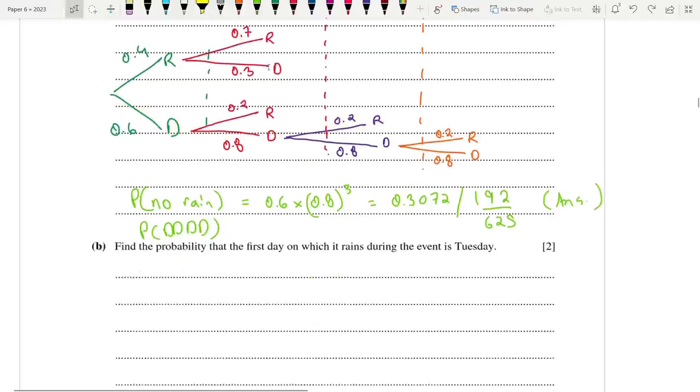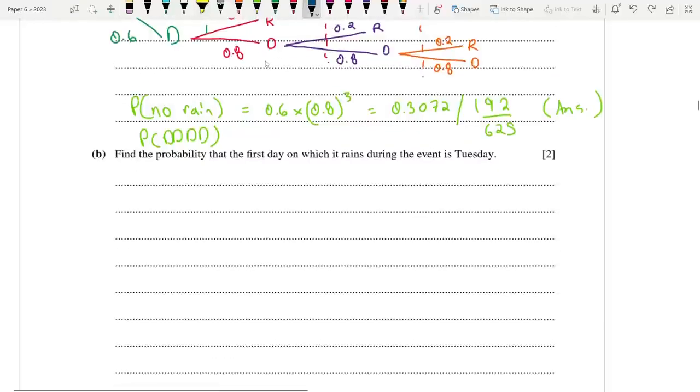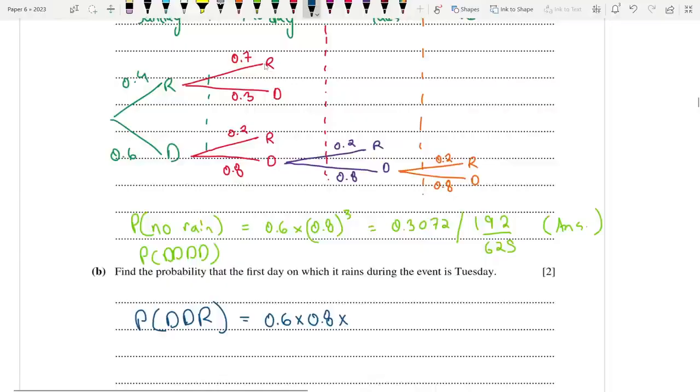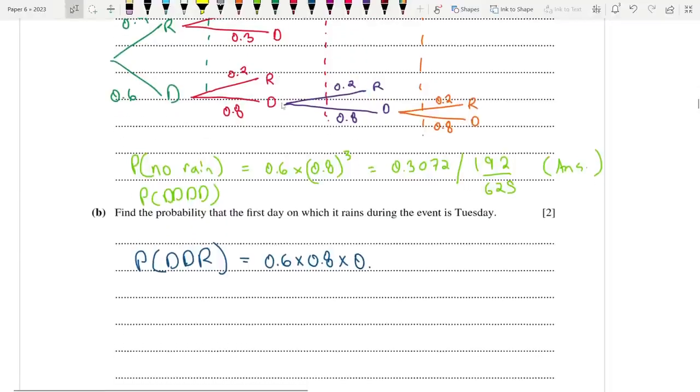Okay, so the probability of does not rain, and then rains. This is essentially does not rain 0.6, does not rain 0.8, and then rains, which should be 0.2. So let's do the calculation. 0.6 into 0.8 into 0.2 is 0.096.